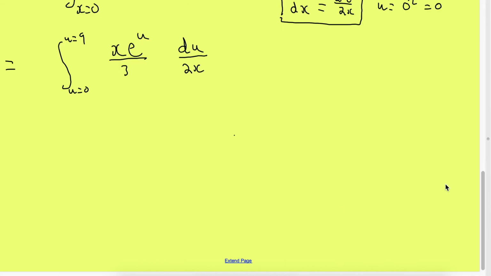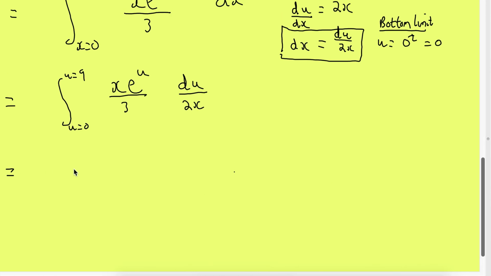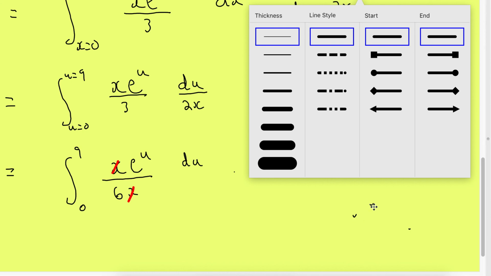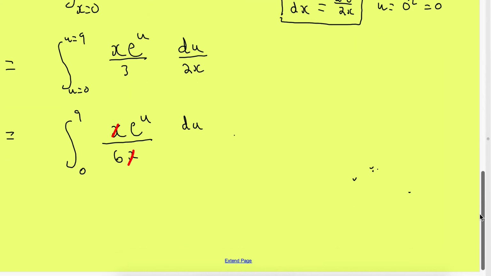So this is something you should remember from Engineering 3. So I'll just change this to 9 and 0. We don't need to know which u now, because there's only going to be one variable in it. So that's x e to the power of u over 6x du, because 3 times 2x is 6x. And by doing that, you can see you've got an x on the top and an x on the bottom, so they cancel each other out.